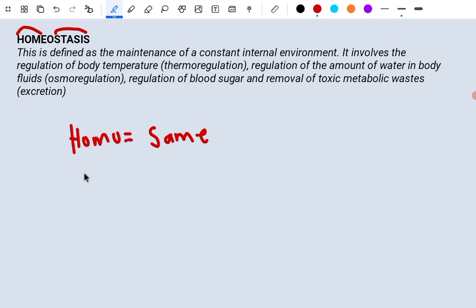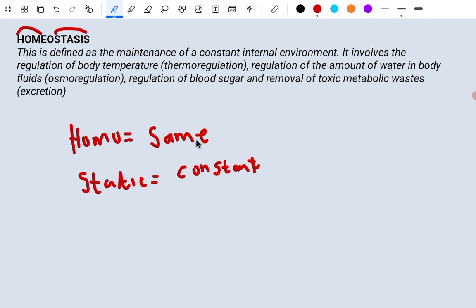Then stasis comes from the word static, which can mean something that is constant, something that is not changing. So that's how this word came about, homeostasis.